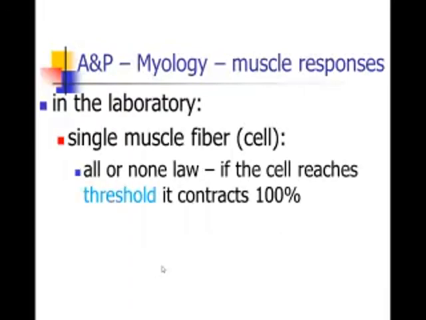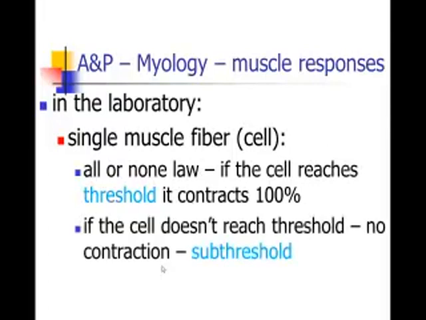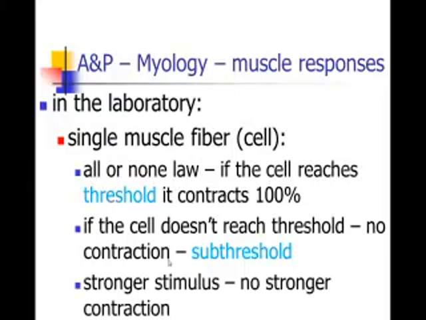Okay, so for single muscle fibers, we have the all or none principle. If the cell reaches threshold, we have it contract. If the cell doesn't reach threshold, then there's no contraction, and that's referred to as subthreshold. And so that means that since you're getting all or none, stronger stimulation doesn't make the contraction stronger for one cell. One single cell is either 100% contracting or it's not at all.